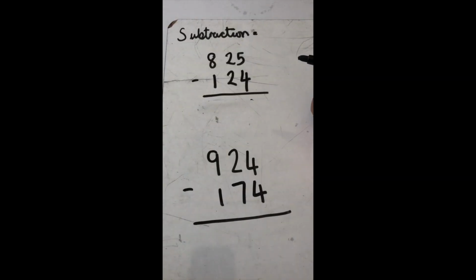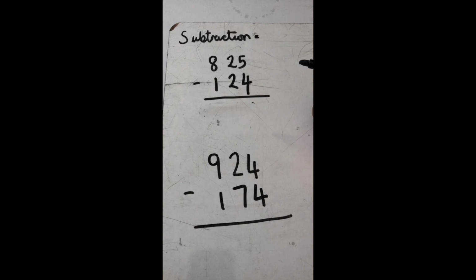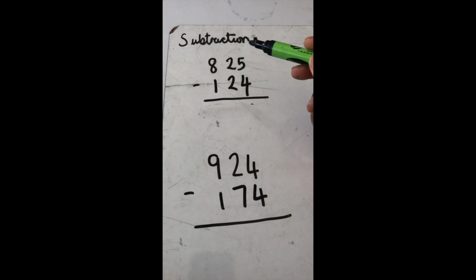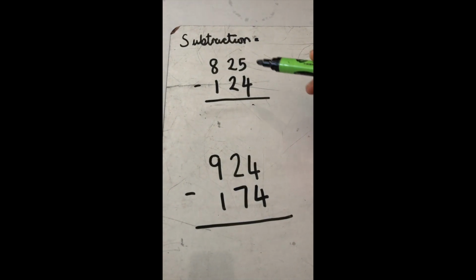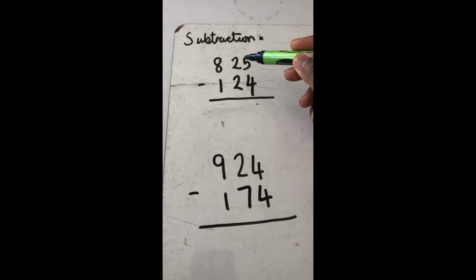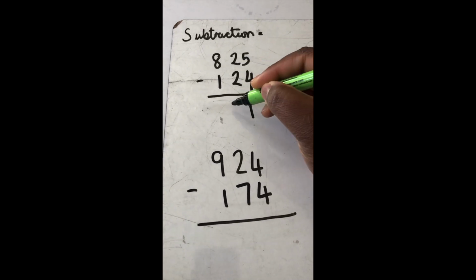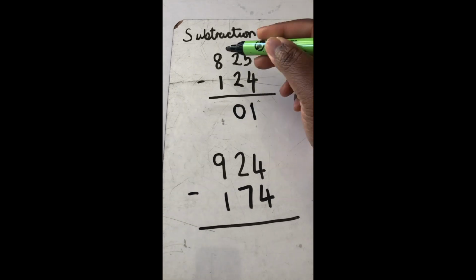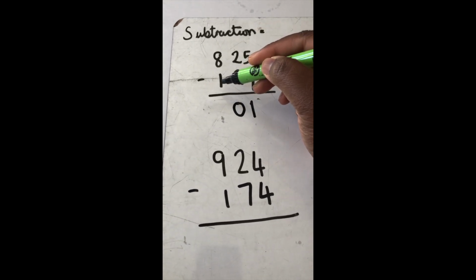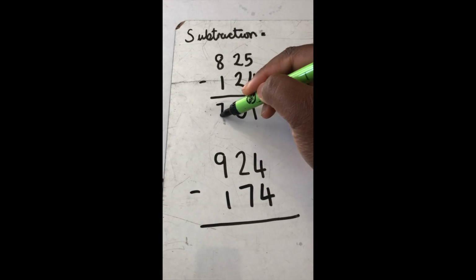In year 3, we learn to subtract with exchanging and without exchanging. I'm going to show you how to use the column method to do both. So first I'm going to do without exchanging. So 5 take away 4 equals 1. 20 take away 20 equals 0. 800 take away 100 equals 700.